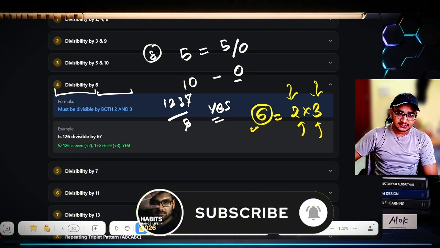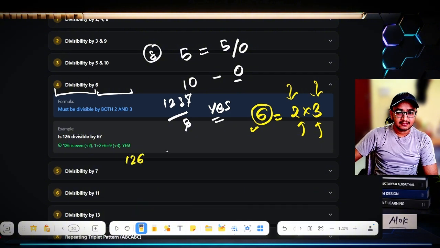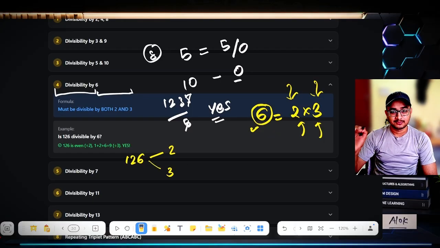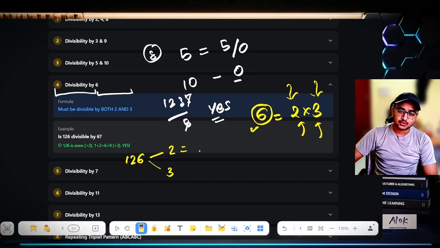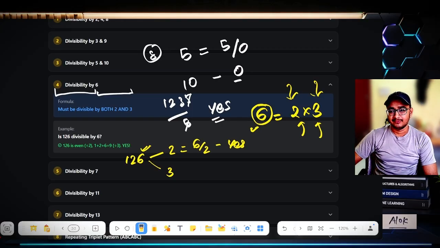So what do you have to see, guys? You're given an example, 126 here. What do you have to see? This number should be divisible by 2. This number should be divisible by 3 so that this number can be divisible by 6. For 2, the number should be even, or the last digit is divisible by 2. That means it is divisible by 2 because 6 is divisible by 2. Yes, guys, it is divisible by 2.